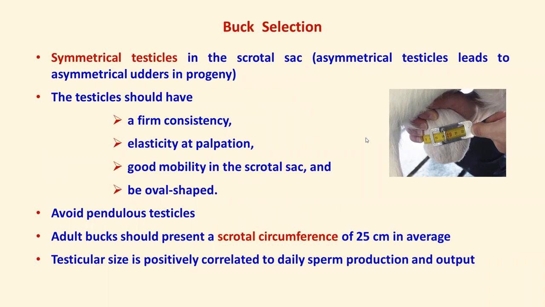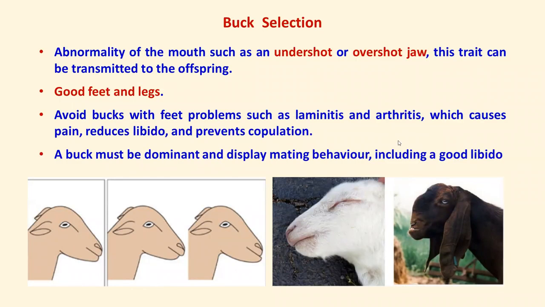And one more very important thing is, in general, the scrotal circumference should be 24 to 25 centimeter on average. And why we are seeing so many parameters about the scrotum and the testicle is, the testicular size is positively correlated to daily sperm production and output. It is a positive correlation. That's why we focus on testicular size, because the sperm production and output is positively correlated to testicular size.